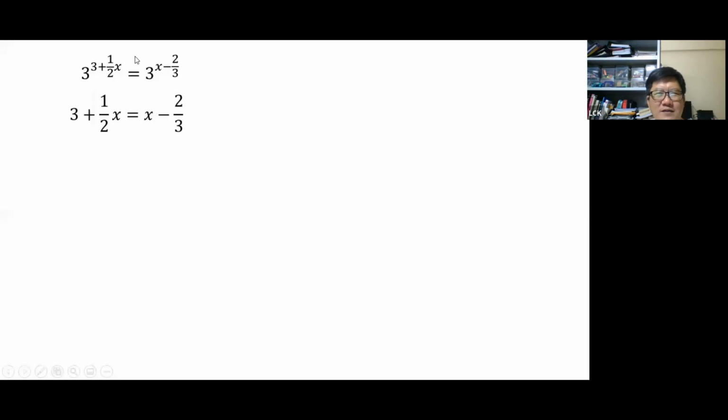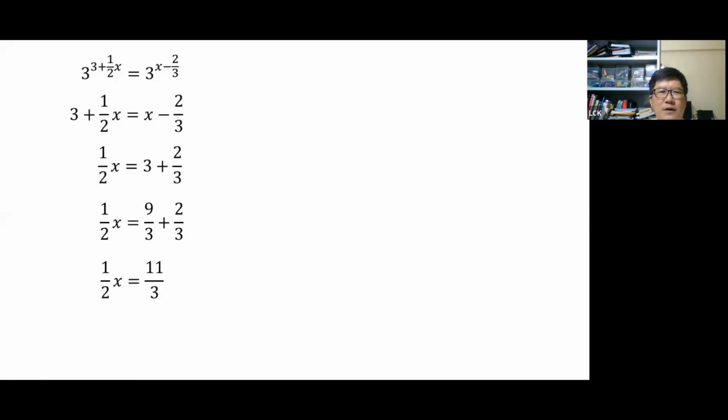You are equating the indices. Okay, so do the algebra, you will get half x equals 3 plus 2 over 3. When you bring this over, x minus half x is half x, so 3 plus 2 over 3. All right, that's 9 over 3 plus 2 over 3. That's 11 over 3. So x has to be 22 over 3.